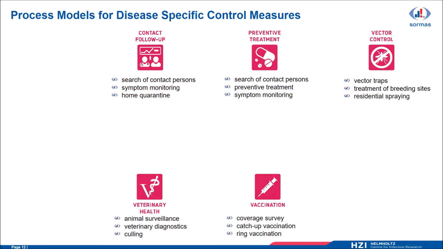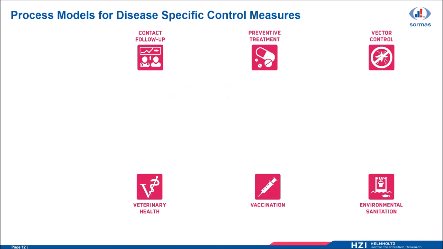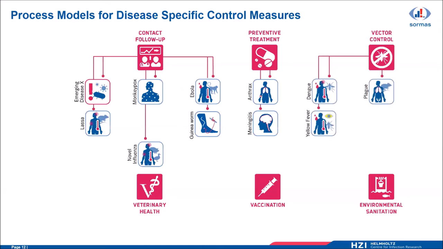You also have a situation for vaccinations that cover surveys for coverage and campaigns and catch-up vaccinations, and also for environmental sanitation. We have specific diseases that have been created for these different control measures. And if you look right now, we have about 15 case-based diseases, and then we now have about 40 or more for aggregate disease reporting.